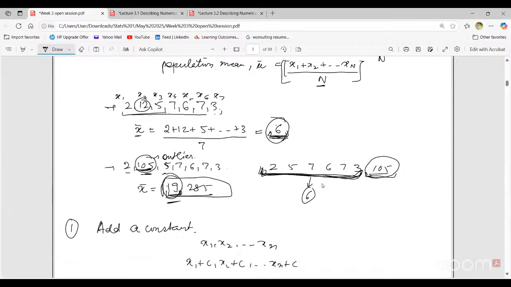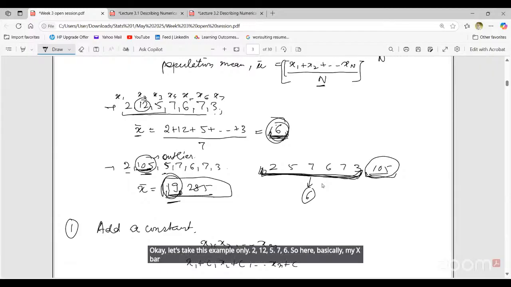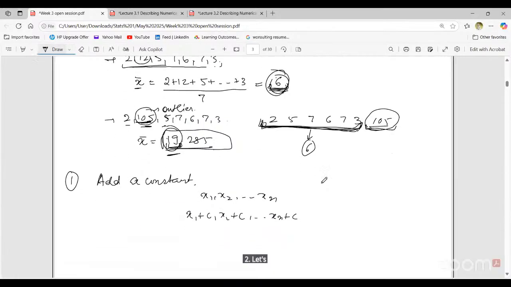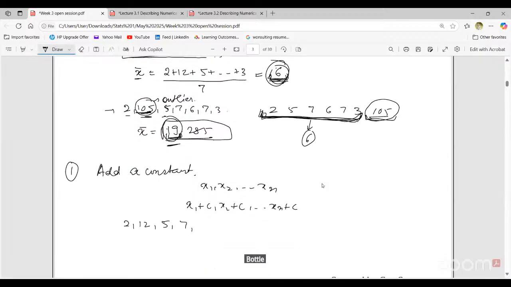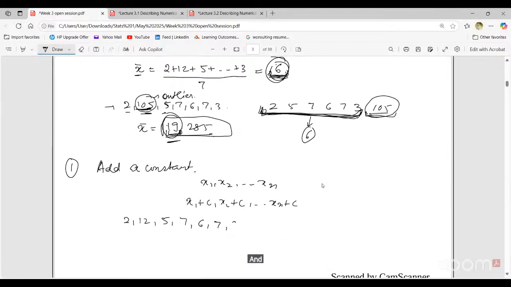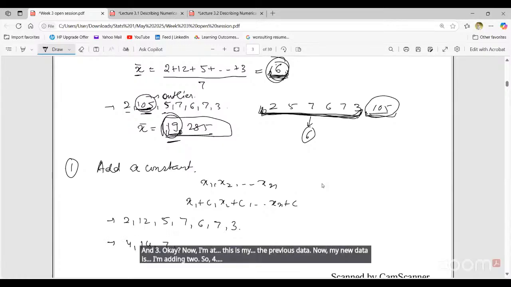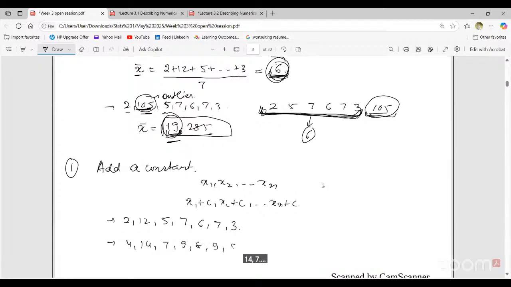Okay, let's take this example only: 2, 12, 5, 7, 6. Here my x bar was 6. Now I'm adding a constant to each of the data. Let's suppose I'm adding the constant 2 to all of the data. The previous data was 2, 12, 5, 7, 6. Now my new data, after adding 2, is 4, 14, 7, 9, 8.